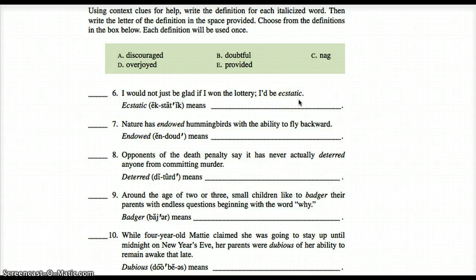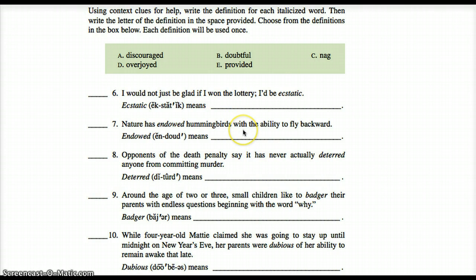I would not just be glad if I won the lottery. I'd be ecstatic. So using our context clues, what do you think ecstatic means? I would not just be glad. So I would be more than just glad. So which of these words up here would suggest that I would be more than glad? And I think the best answer here would be D, overjoyed. So ecstatic means, and I'd write in there, overjoyed.